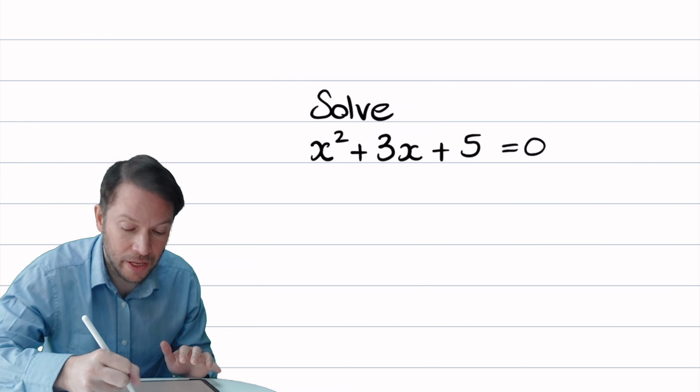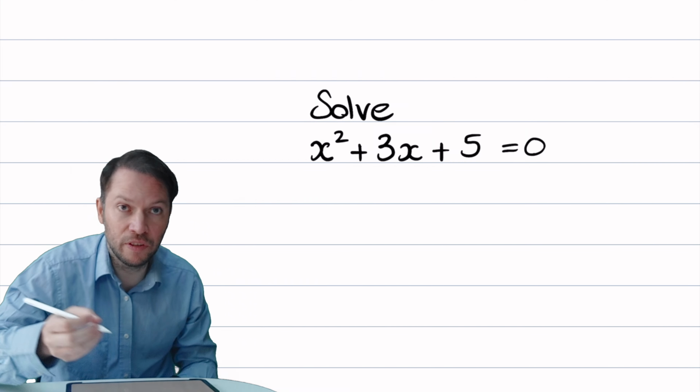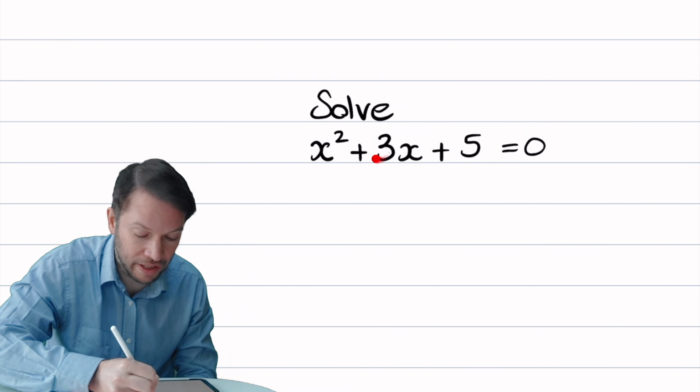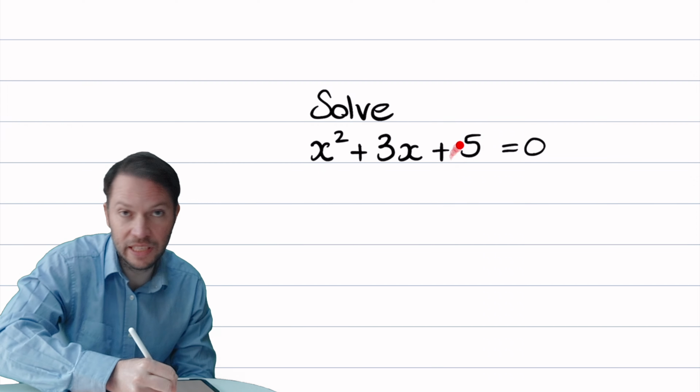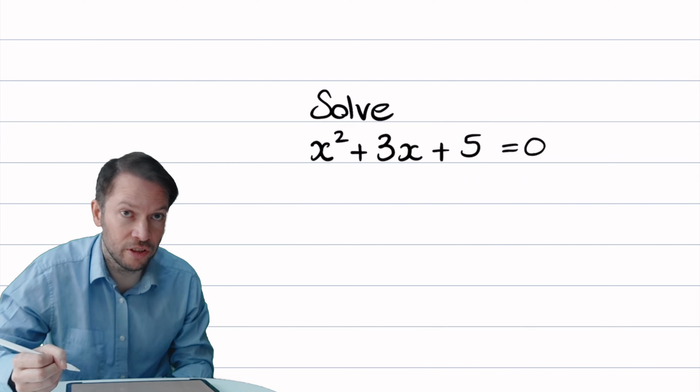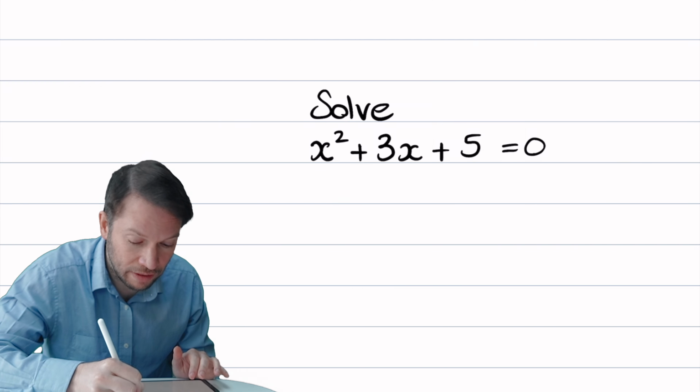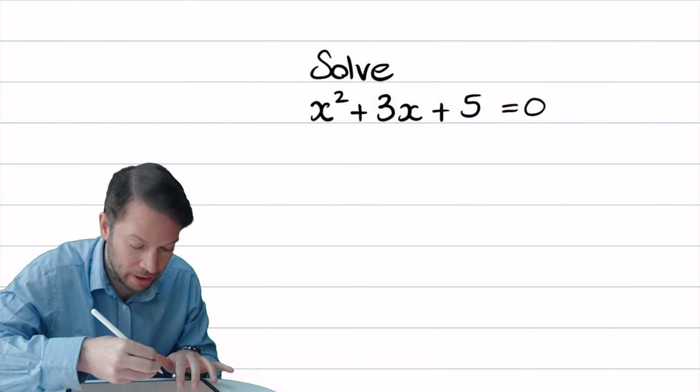5 equals 0. Now, it doesn't factorise nicely, because if you tried to factorise it, you'd find two numbers that add to give 3 and times to give 5. There are no two whole numbers that do that, so you can't factorise it. So what you'd have to use is something called the quadratic formula, which is this.